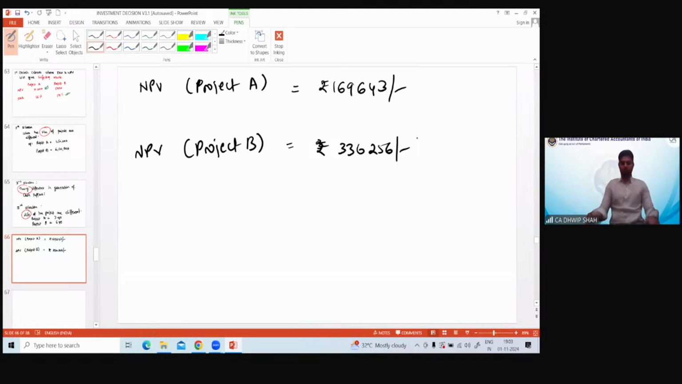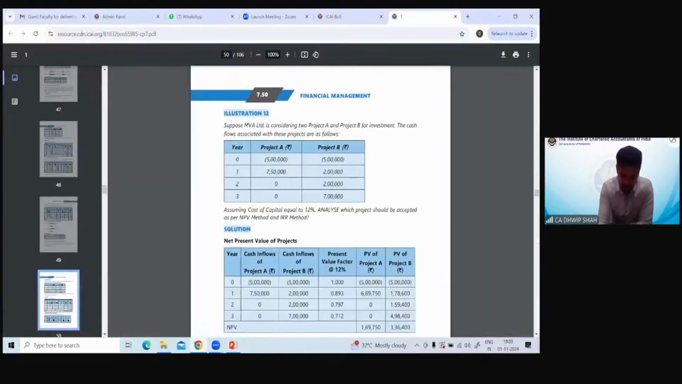So NPV of project A comes to around rupees 1,69,643, and NPV of project B comes to around rupees 336,256.